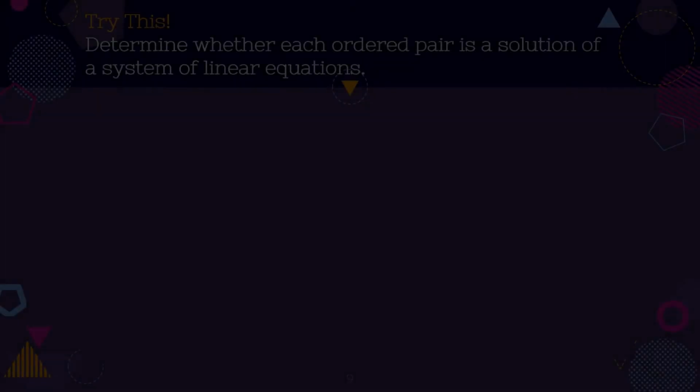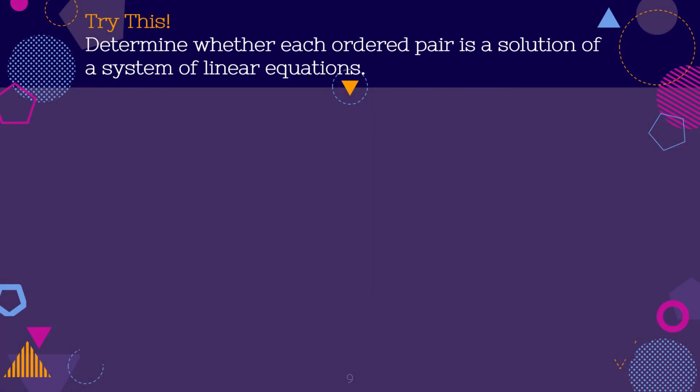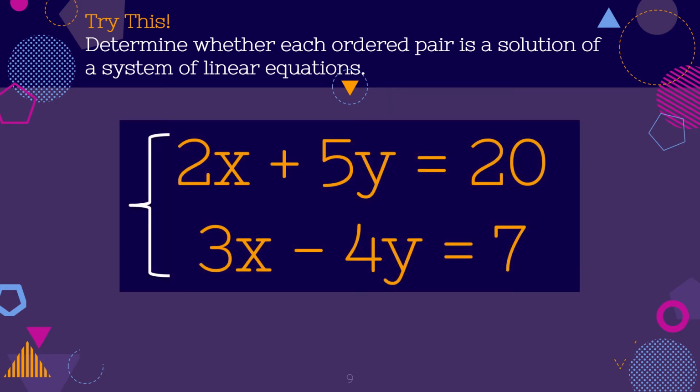Let's continue. This time, I want you to try this one. Determine whether each ordered pair is a solution of the system of linear equations. If we have 2x plus 5y equals 20 and 3x minus 4y equals 7. Letter A, if we have (5, 0), is it a solution to the system of linear equations? Yes or no?